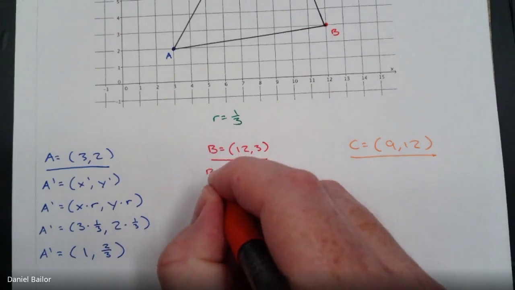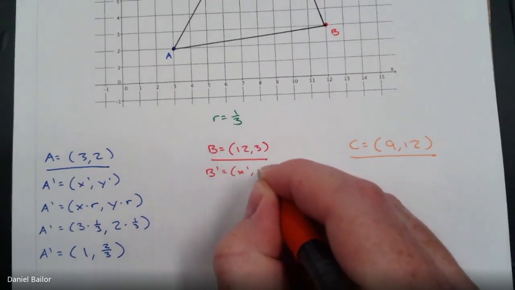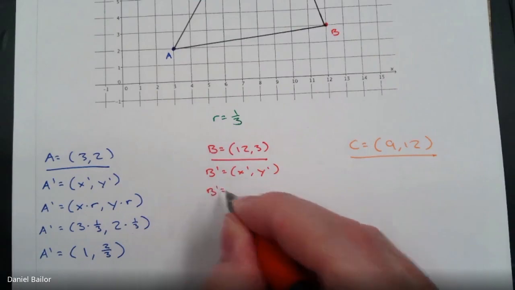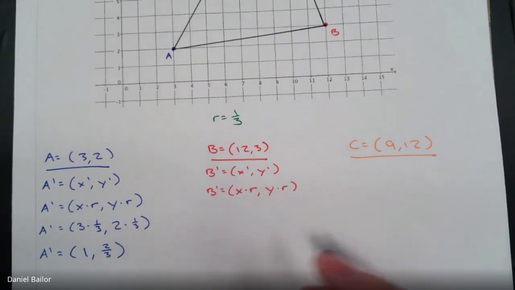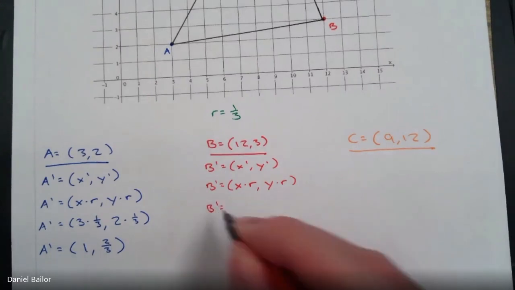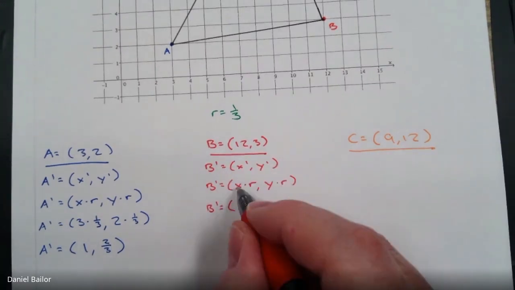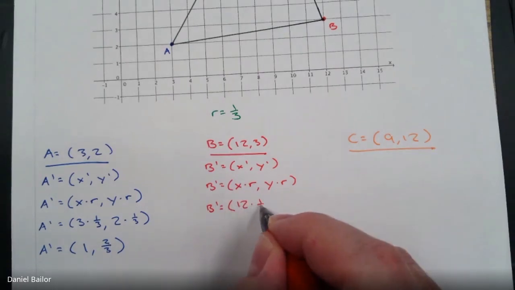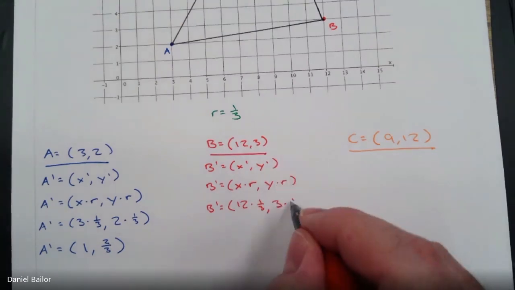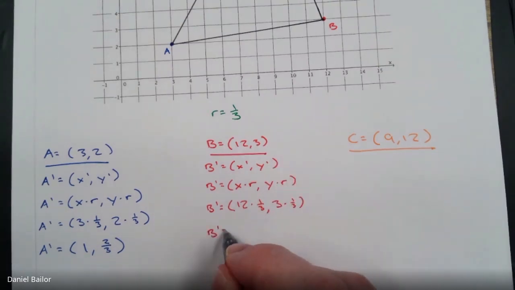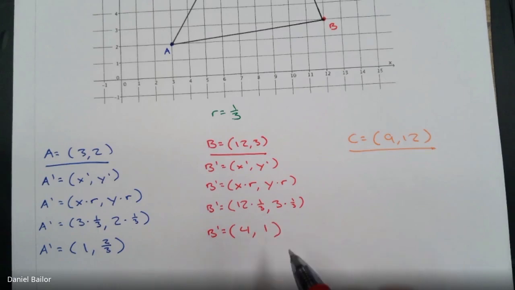B prime, we're going to follow the same pattern. We need to find x prime and y prime. We use the dilation equation. Original x times the scale factor makes x prime, and the original y times the scale factor will make y prime. We substitute what we know, like x for B, the original x was 12, multiplied by the scale factor 1/3. The original y was 3, multiplied by the scale factor, which is 1/3. We multiply our fractions. 12 times 1/3 is 4. 3 times 1/3 is 1. So we have the coordinates of B prime.